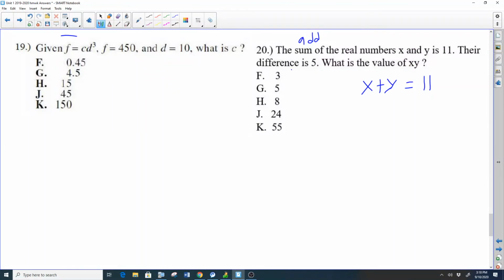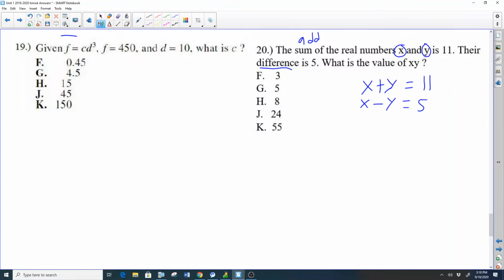Their difference, what is difference? What's the symbol for difference? Subtraction. So their difference means x and y's difference. So x minus y is 5. So we have x plus y equals 11, x minus y equals 5. And so now, we either could do the addition method or substitution. Most people like substitution, so maybe we'll do substitution.